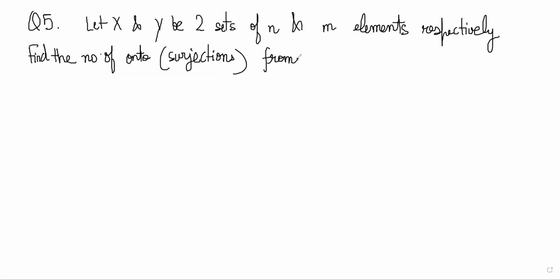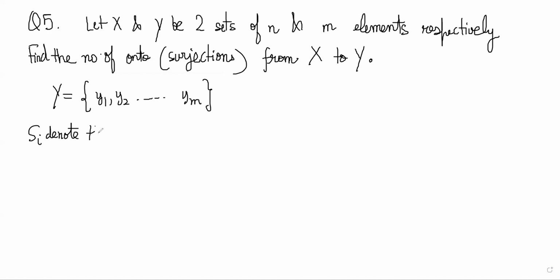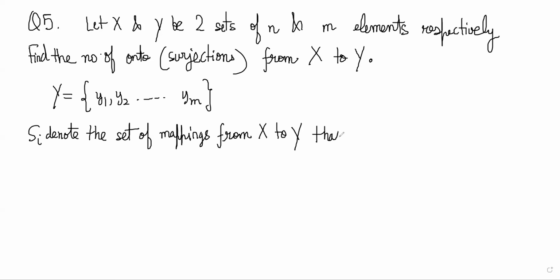from X to Y. Find the number of surjections. So let's say the Y set was y1, y2, till ym, right? Here i goes from 1 to m. Let S of i denote the set of all mappings from X to Y that do not take the value yi.